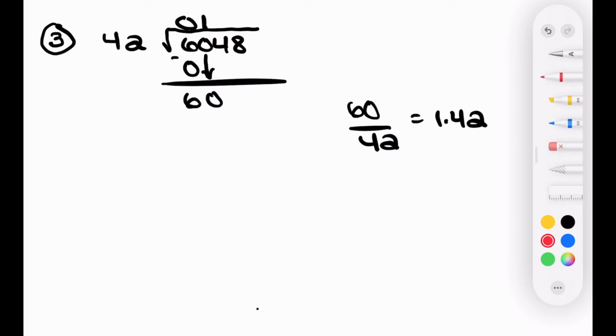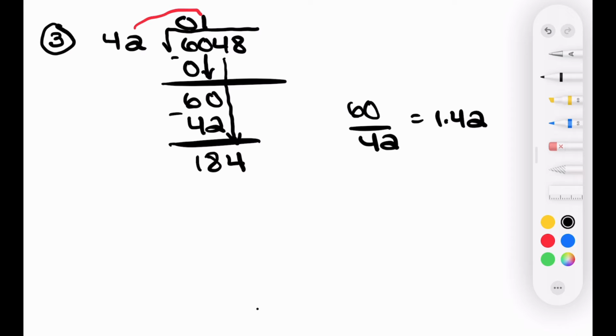And then now we have to multiply to get our next line here. So we go 42 times 1. That's just going to give us 42. Step 2 is to subtract. So 60 minus 42, that's going to give us 18. Then step 3 is to drop the number. So we're going to drop our 4 here.